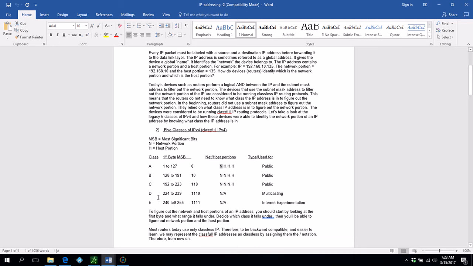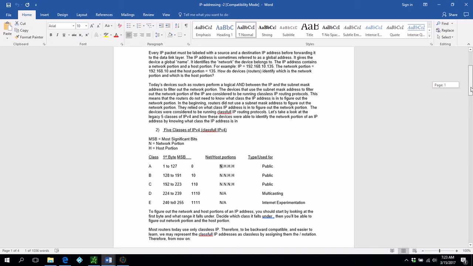So classes D and E are not assigned to any hosts, so no one can have this IP address and be able to communicate. This is really classes A, B, and C. All right, and there are restrictions in these classes as well, like the network address and the loopback. We'll talk about that on the next worksheet.